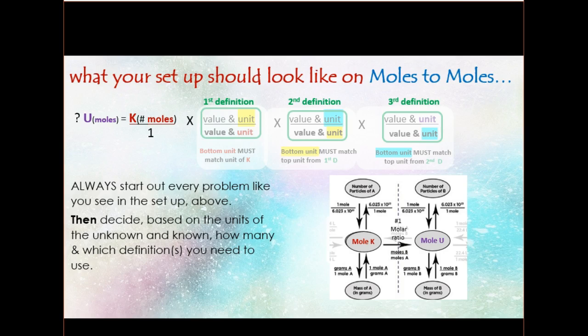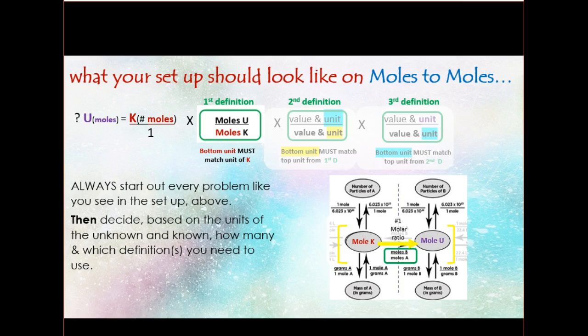So we're going to fill in the first definition. You'll see down on the bottom right that I have highlighted in yellow, we're going from moles of K to moles of U. The only definition between those is molar ratio, so let's go ahead and put it in there. You can use molar ratio, which is moles of the known on the bottom, moles of the unknown on the top.